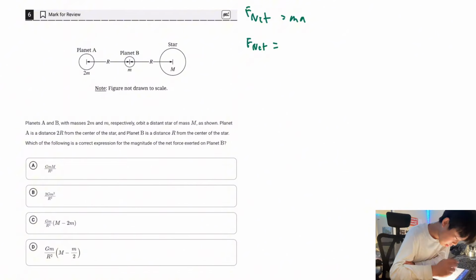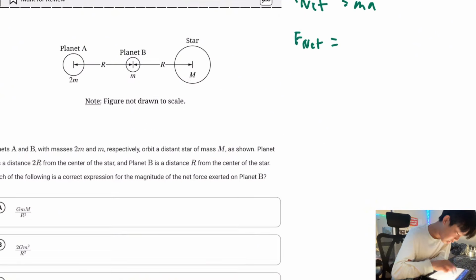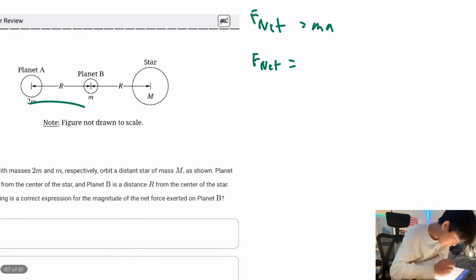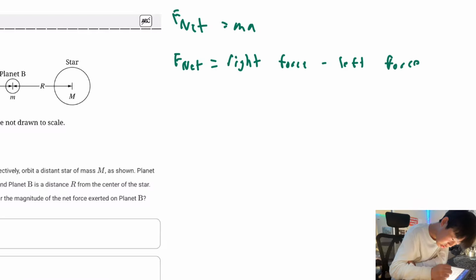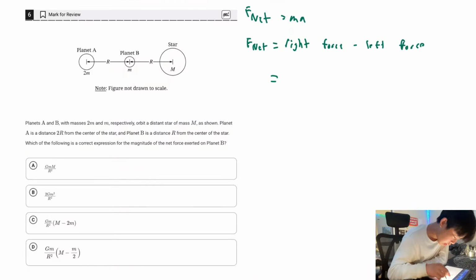If you don't remember this, the direction of acceleration in this case is going to be towards the star, because the planet is trying to go towards the star. I hope that's obvious. The Earth is trying to go to the star, but it's not trying to go to the other planet, right? It's orbiting the star, which means its direction of acceleration is toward the star. So it's right force minus the left force, because the right force is the direction of acceleration. I'm just pointing that out. And the right force is going to be equal to the gravitational force.